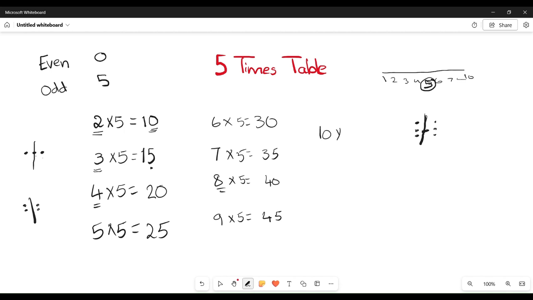The same applies to 10. 10 times 5, half of 10 is 5, no remainders. So when we have the 5 times table, we just put half of the number I'm multiplying by 5.